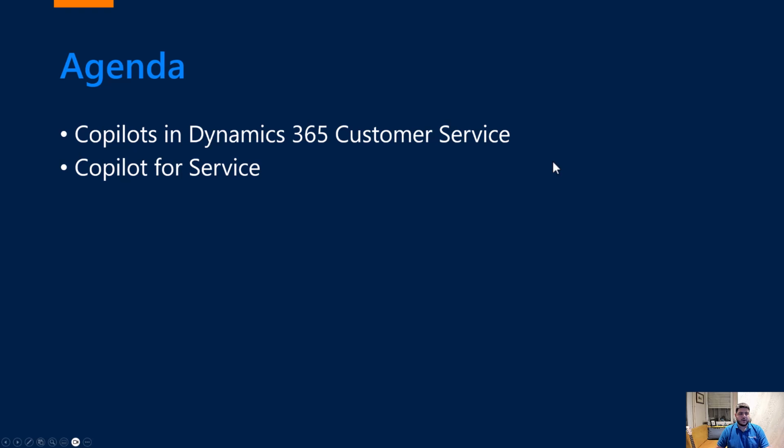So, what we are going to talk about today. First of all, we will focus on two different platforms. One of them is Dynamics 365 Customer Service, and we will be focusing only on the Copilots which we have in a customer service application. And the other one is Copilot for Service, which is a fully different application. But let me explain at the end why we are focusing on two different applications.